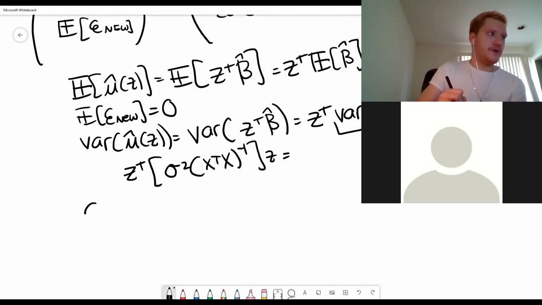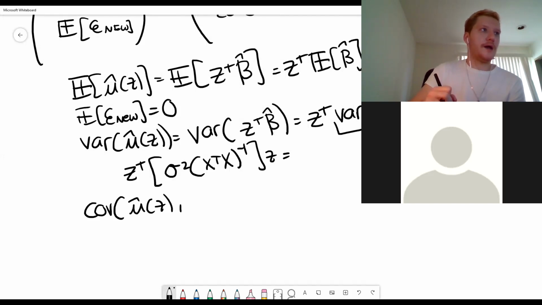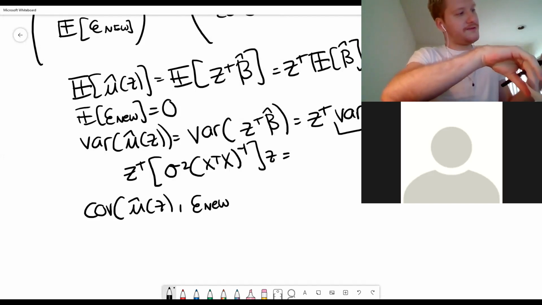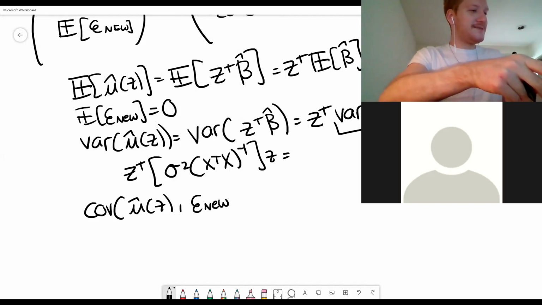Let's talk about the covariance. I think that's maybe the hard part. So the covariance of mu hat z and epsilon nu is going to be... where is it?